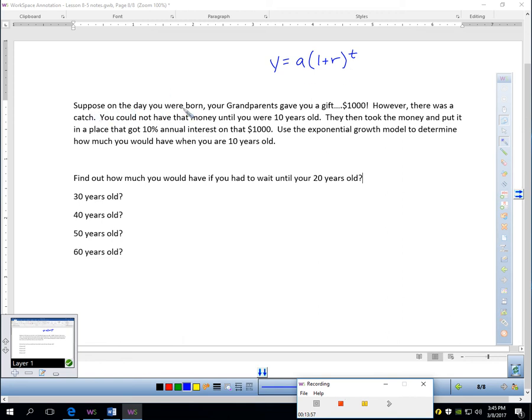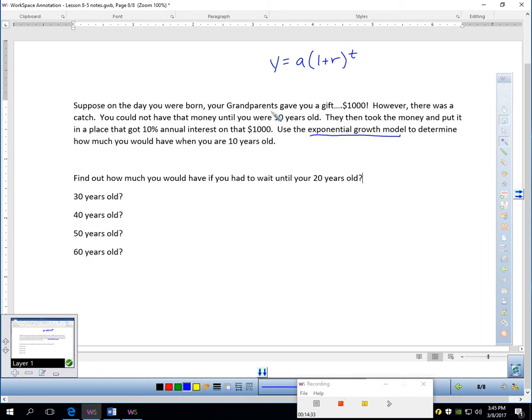Suppose on the day you were born, your grandparents gave you a gift, $1,000. However, there was a catch. You could not have that money until you were 10 years old. They then took the money and they put it in a place that got 10% annual interest on that $1,000. Let's use this model, the exponential growth model, to determine how much you would have when you're 10 years old.